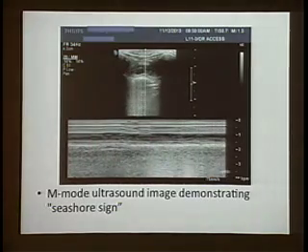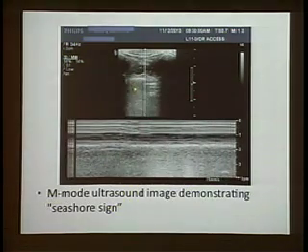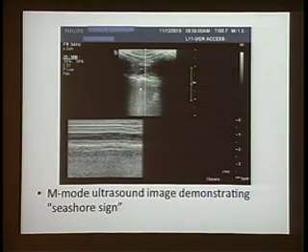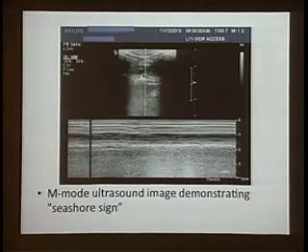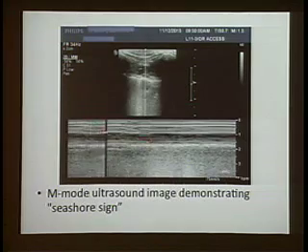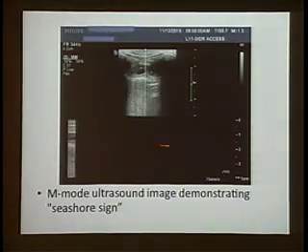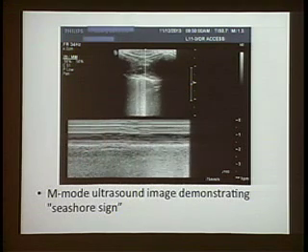And you can see it here in action. Look at the parietal pleura. You see the sliding sign. You see the comet tail. If there's comet tail, there's lung underneath. So that helps you a lot. Now you put your M mode. Look at the lines here. Look at the waves hitting the sand here. Okay? Very easy to recognize.